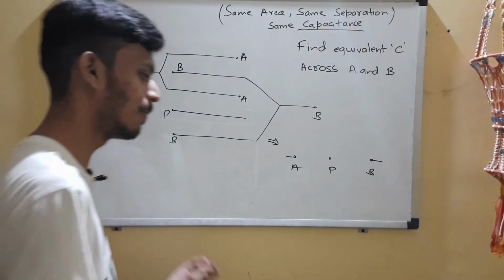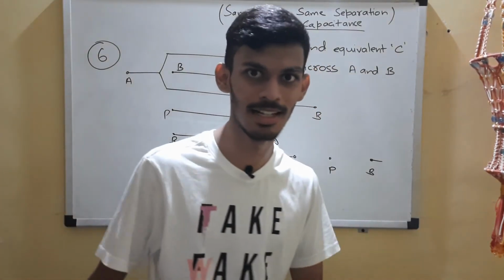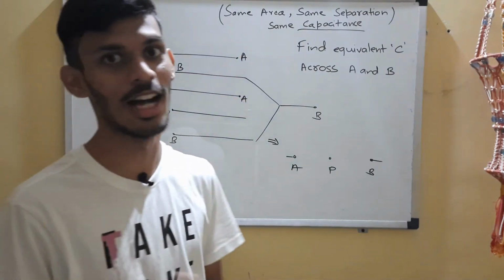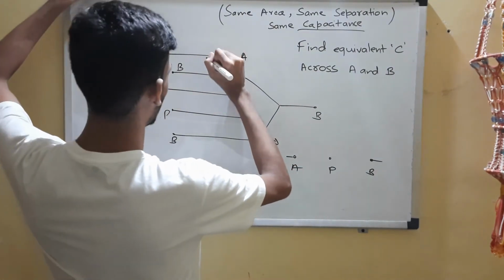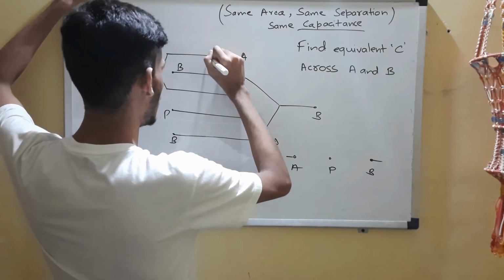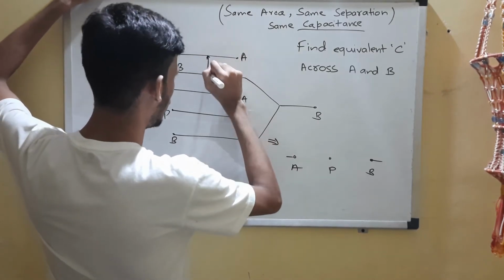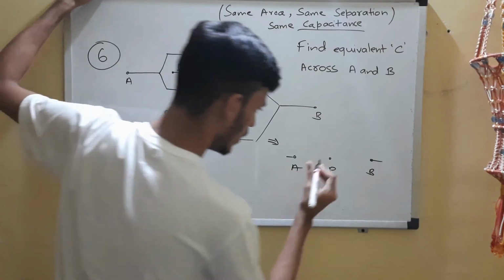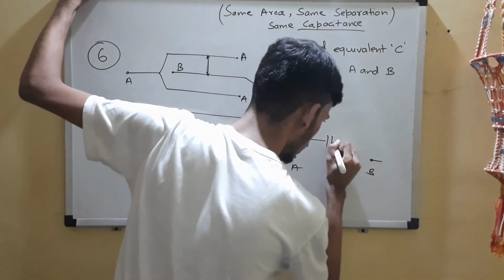Now step 3, consider them pairwise. Consider the couples and consider the adjacent couples. Two plates make one capacitor. You can see that this one is connected between A and B, right? A and B. So from here to here.